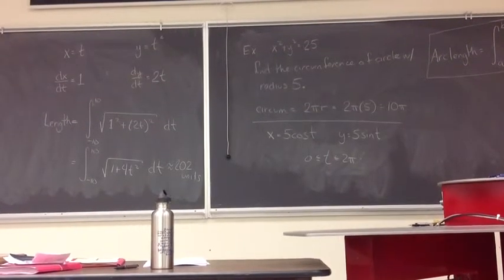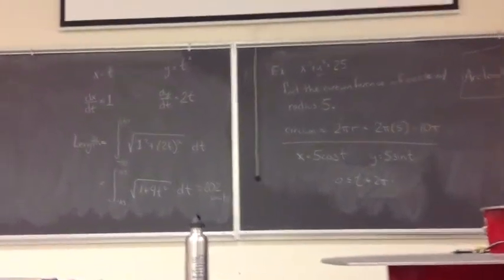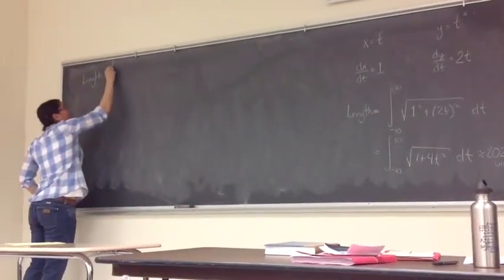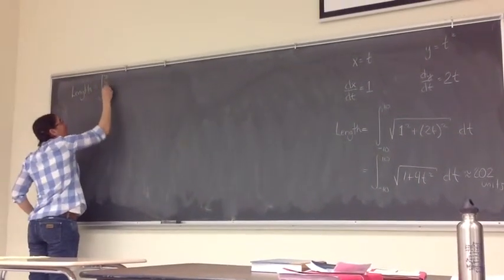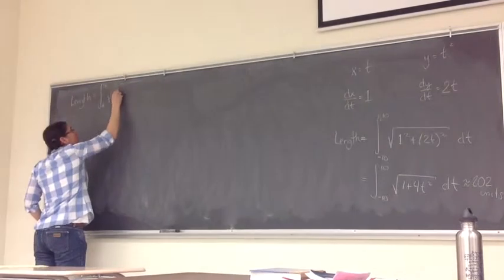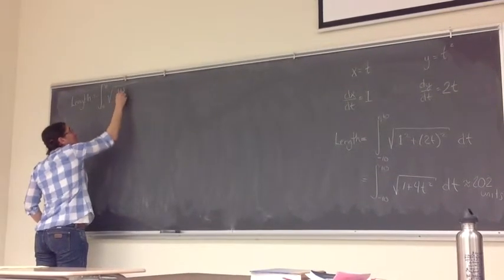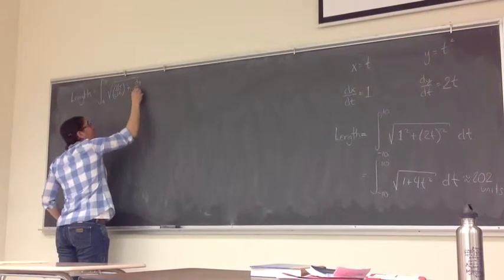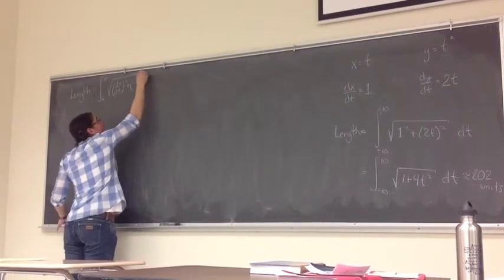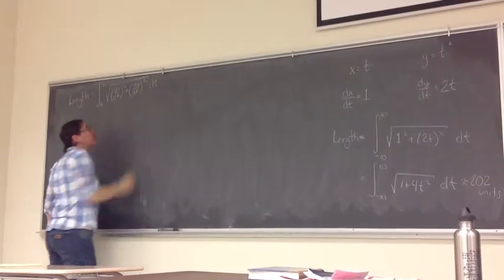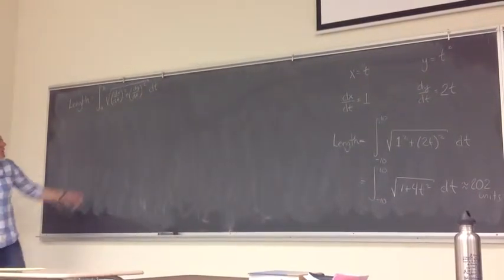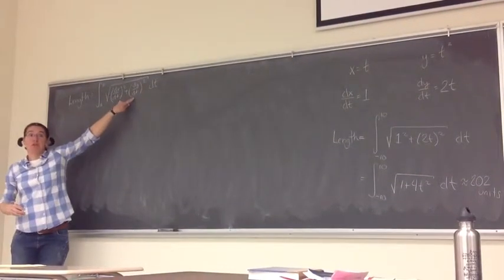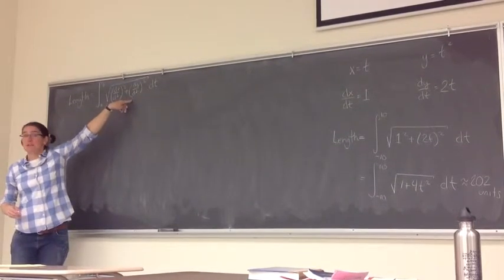So our arc length, our length, is going to be the integral from a to b of the square root of dx over dt squared plus dy over dt squared, and then a dt at the end. So now we need to fill in a bunch of information. Let's start with the dx dt and the dy dt.